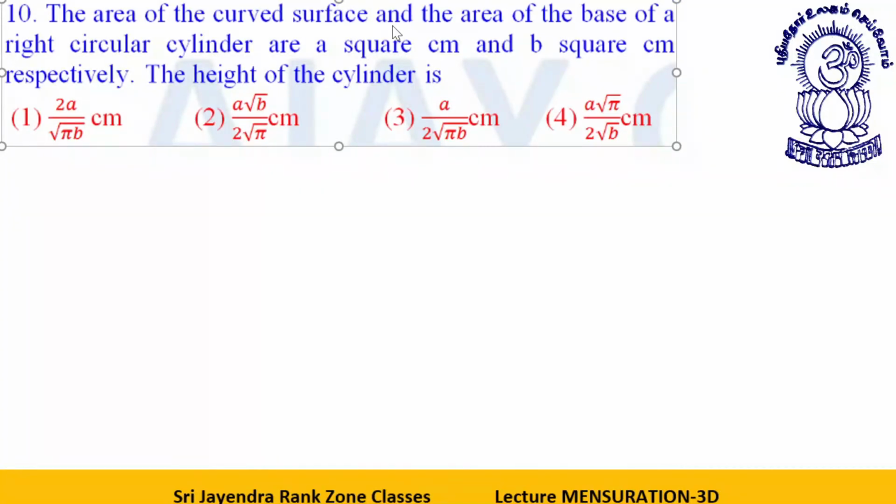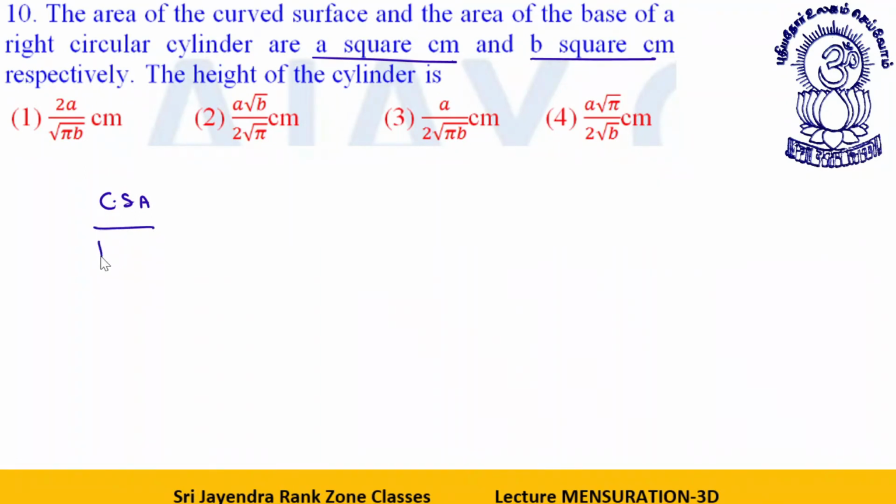The area of the curved surface area and the area of a base of a right circular cylinder are a square centimeter and b square centimeter respectively. The height of the cylinder is c. The area of the curved surface area and the area of the base, these are a and b. What is curved surface area? This is 2 pi rh. Area of the base of a right circular cylinder is pi r square. This is a by b.